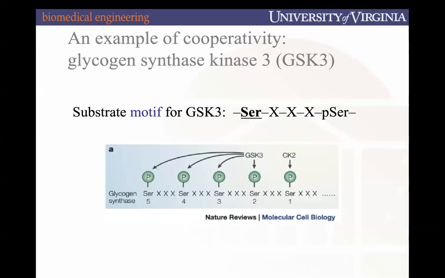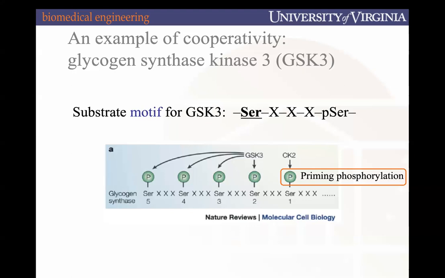If we look down here at the image, we have a glycogen synthase model. We have what's called a priming phosphorylation event. This happens via, I believe, casein kinase 2, though I might be wrong about that. That first phosphorylation event happens, and now we have the serine with the 2 under it. After this priming phosphorylation, we have serine, XXX, phosphoserine. So now GSK3 sees its motif and adds a phosphate group to serine 2.